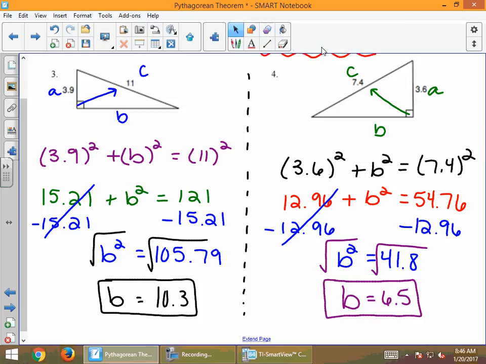Now, if you're having issues with your calculator, if you're not using your graphing calculator, and you don't know where to find the square root button or the square button, please make sure you ask your instructor, and they will be happy to show you.